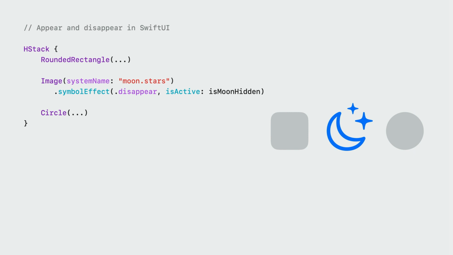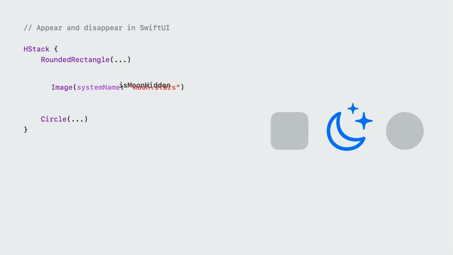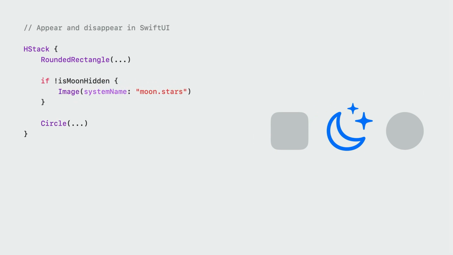Instead of conditionally applying a disappear effect, I'll instead conditionally add the symbol to the view hierarchy. Then I'll add a transition modifier. SwiftUI has a new transition type called, you guessed it, symbol effect. By passing in disappear, the symbol is now added and removed with animation. You can also use a unique transition effect called automatic. This effect will automatically perform the most appropriate transition animation for the symbol.